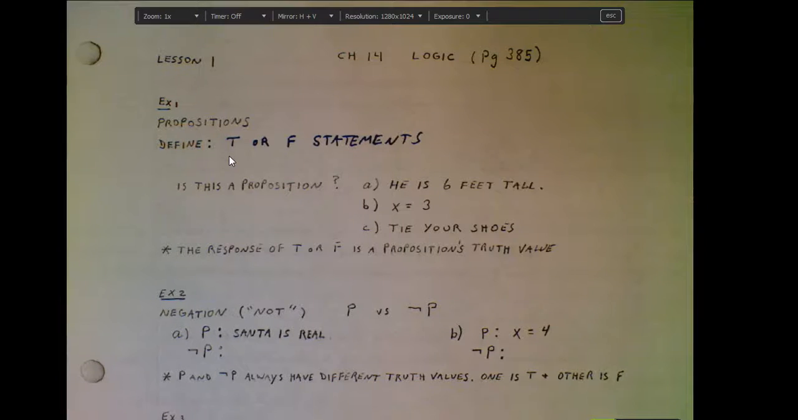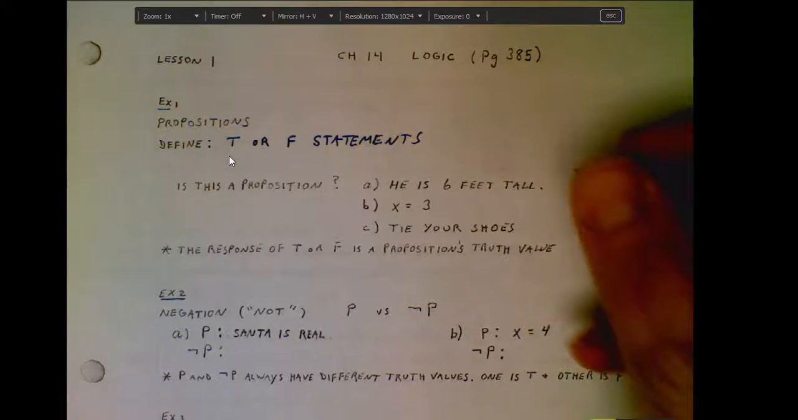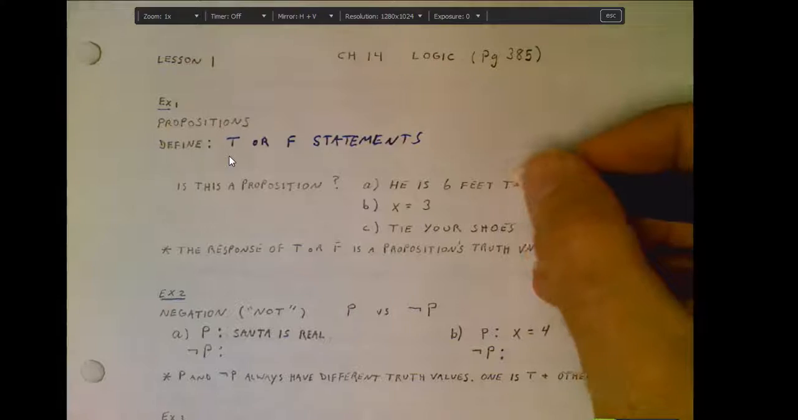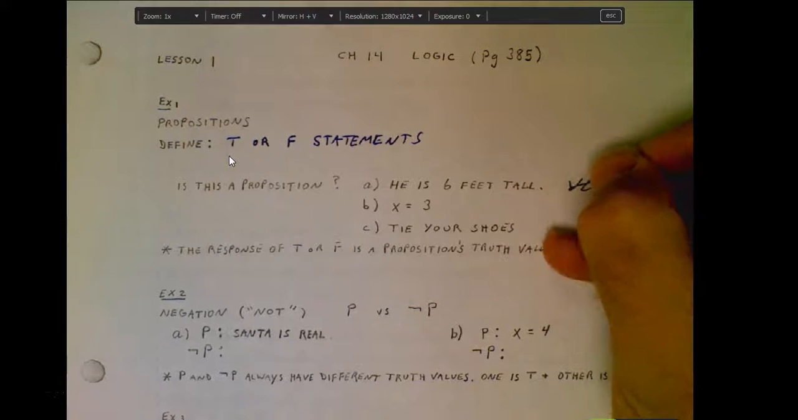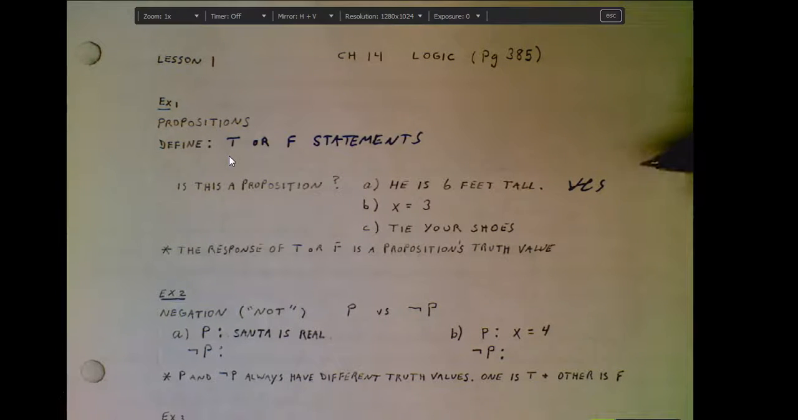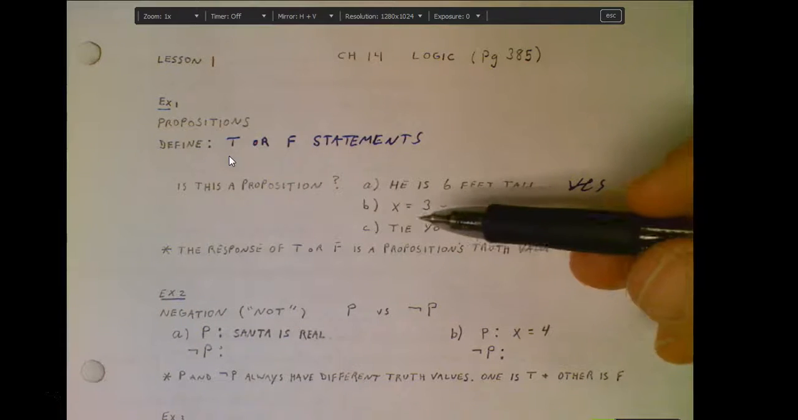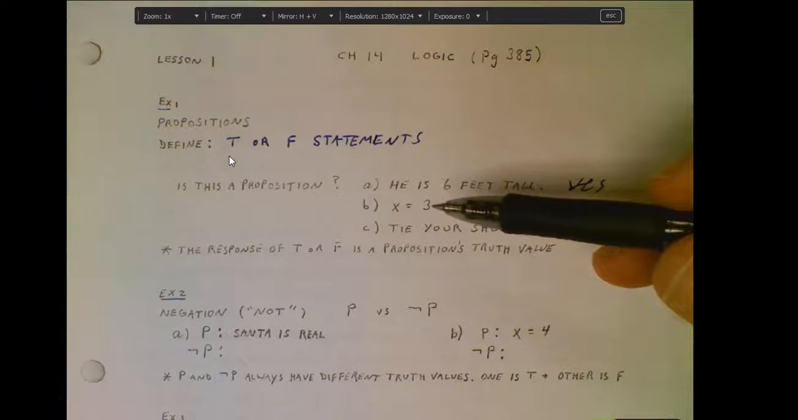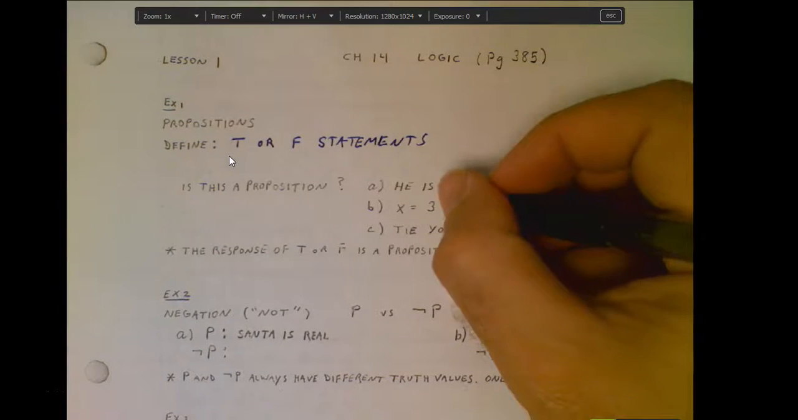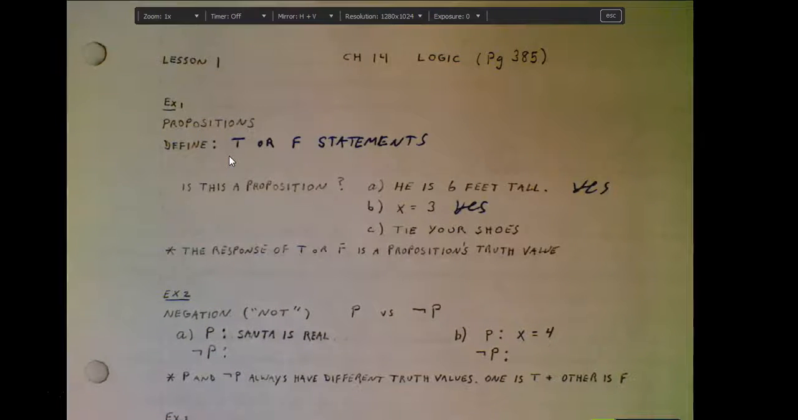And that would make sense. If I said that person is 6 feet tall, you would either agree or disagree. It's either true that he's 6 feet tall, or it's false that he's 6 feet tall. So yes, that would be a proposition. If I said that x equals 3, that would be a proposition, because that is either true or false. Either x is 3 or it's not. So yes, that is a proposition.